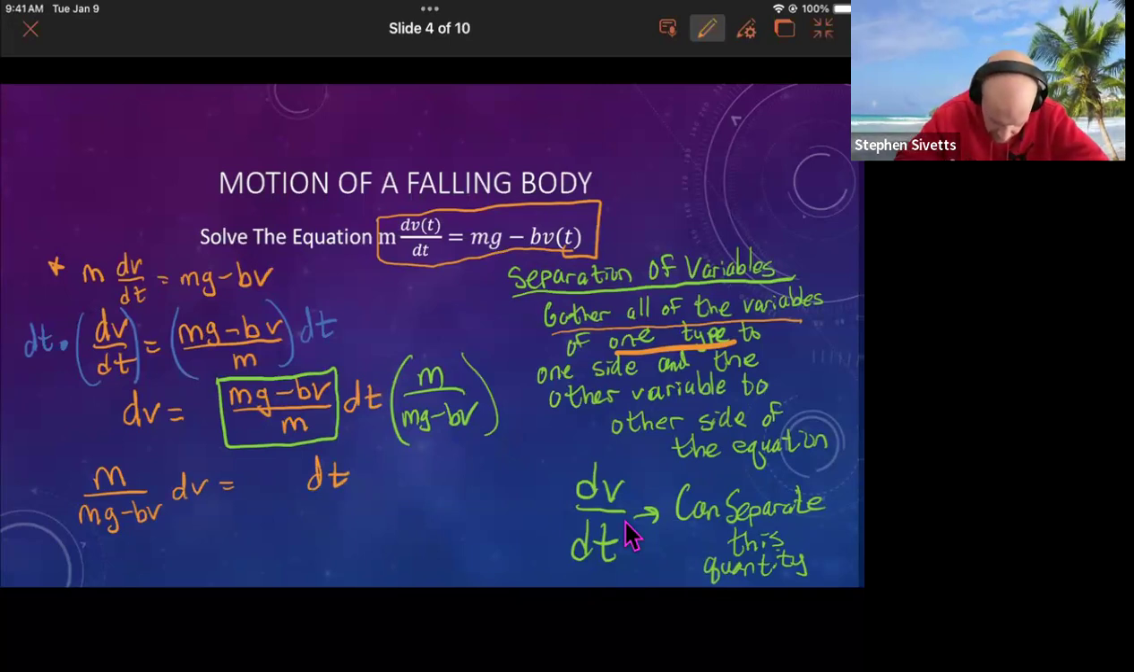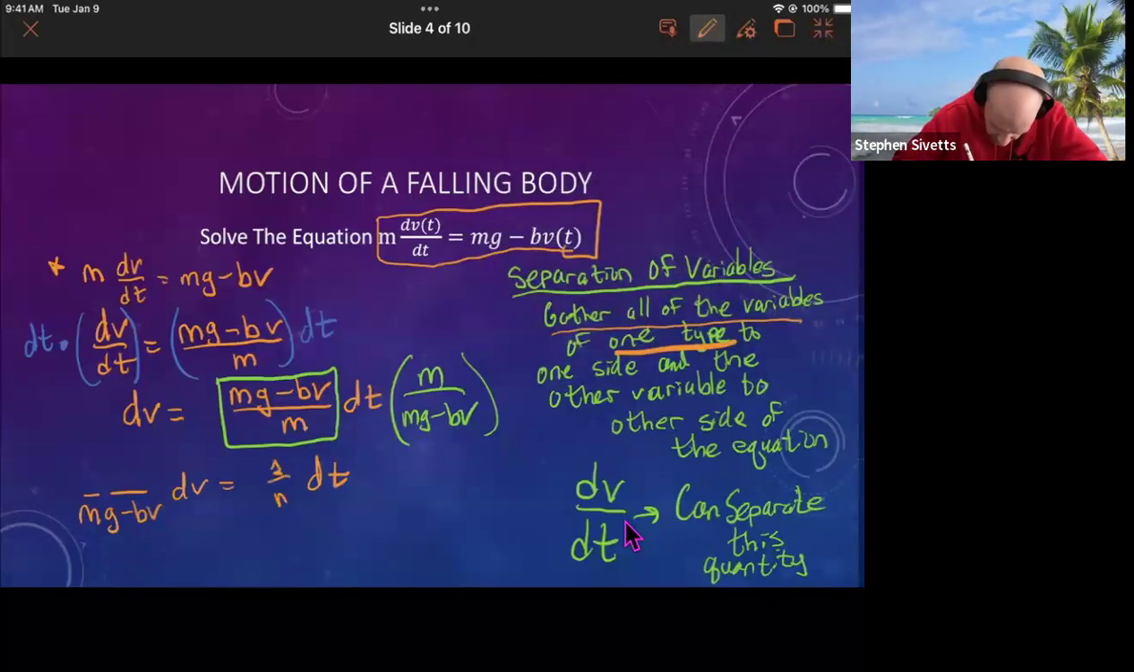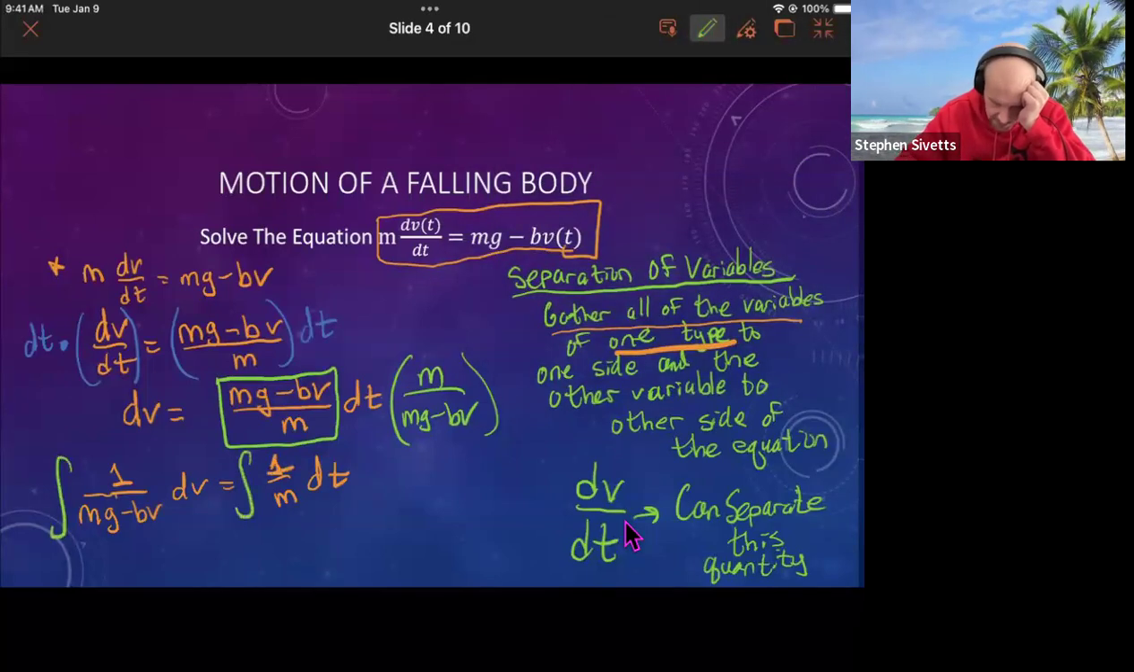Or maybe I can just leave it, so m is a constant, right? So it doesn't matter whether m goes on the left or the right-hand side. So it's probably best if I leave out this constant m on the left-hand side. So 1 over m dt, and this equals 1 here. Okay. So now our next step is to integrate both sides. So we're going to integrate both sides of this equation.